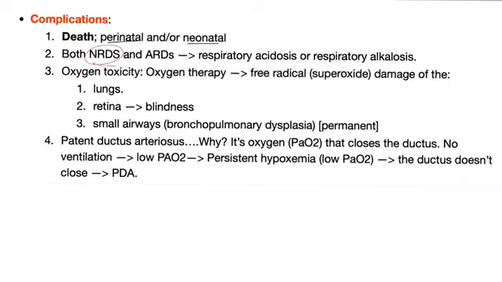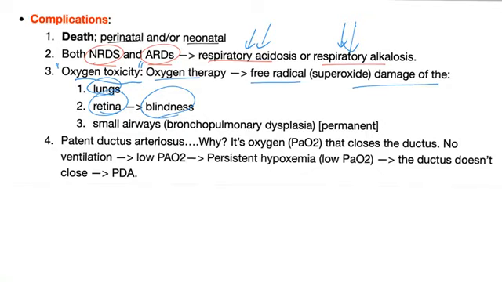Both NRDS and ARDS lead to respiratory acidosis or respiratory alkalosis, because it depends on hypoventilation or hyperventilation. If the kid is tachypnic, it's going to be respiratory alkalosis. If the kid is not breathing, respiratory acidosis. Oxygen toxicity, because this kid is going to get oxygen. We're giving him oxygen, but too much oxygen can lead to free radical damage of the lungs, the retina leading to blindness called retinopathy of prematurity, and small airway called bronchopulmonary dysplasia, which could be permanent, which is bad.